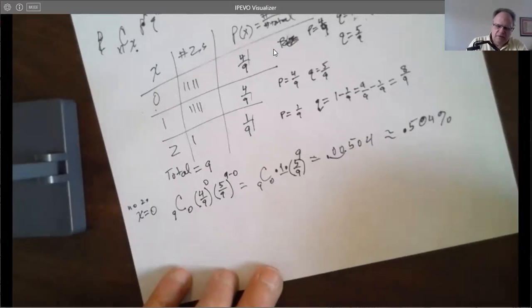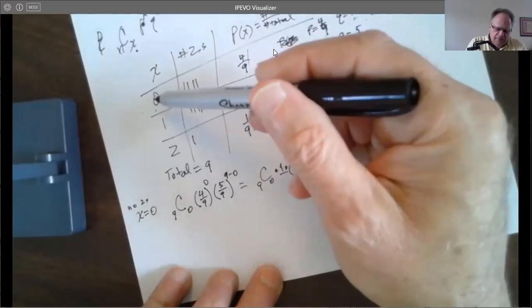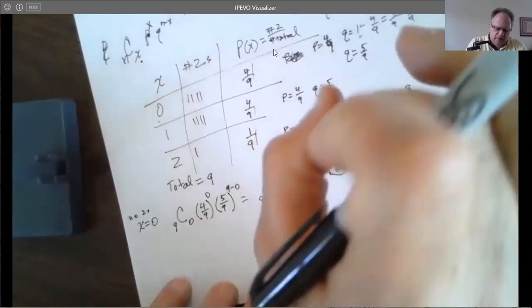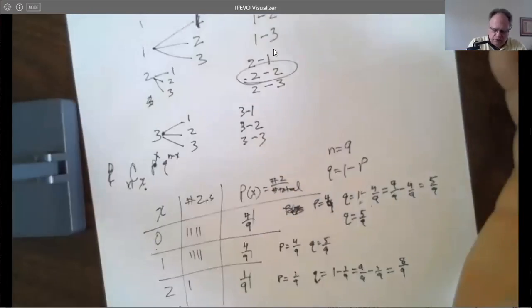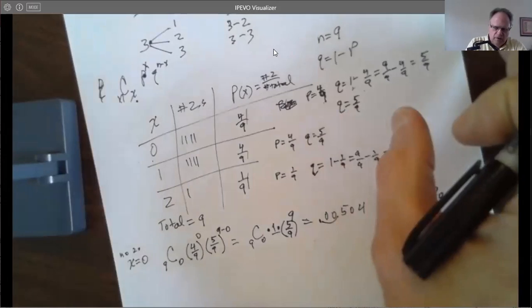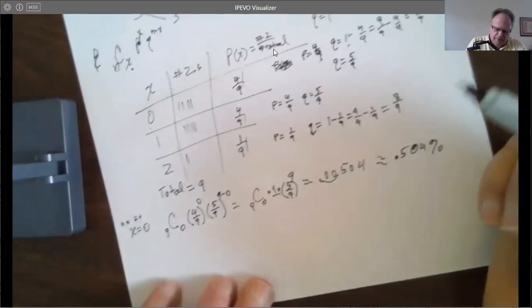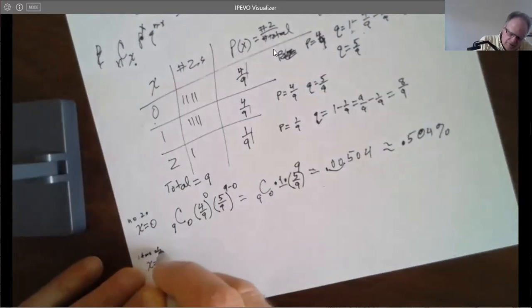All right, any questions with that? We have to do this with each one of these. With our spinner, we could either spin it twice and not get any 2s, which is what we looked at here, or spin it twice and get at least one 2, or spin it twice and get one 2. So now we're looking at x equals 1, which is 1 spin, one 2 of 2 spins.